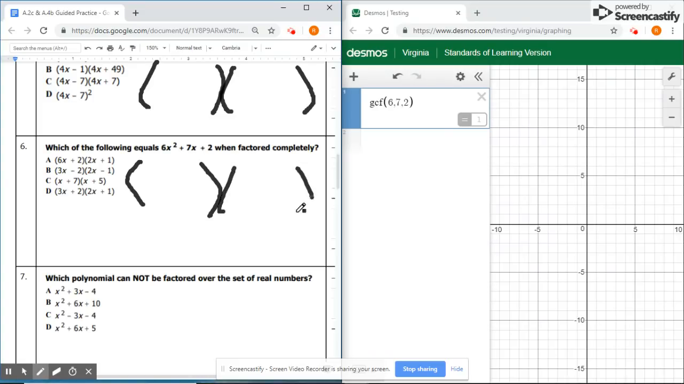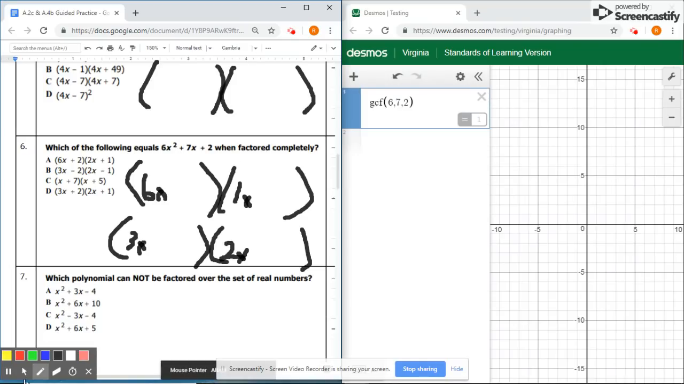We have 2 binomials. We need to think about ways that we can get 6x squared. So I know that there are 2 ways that we can get 6x squared. We could get 6x and 1x, or we could do 3x and 2x. Only one of these ways will work, but I know it has to be one of these 2 if it will be factored. I know that for 2, there's only one way to get 2 times 1. If it's going to be 6x and 1x, I know the 2 cannot go here because otherwise there would have been a GCF there.